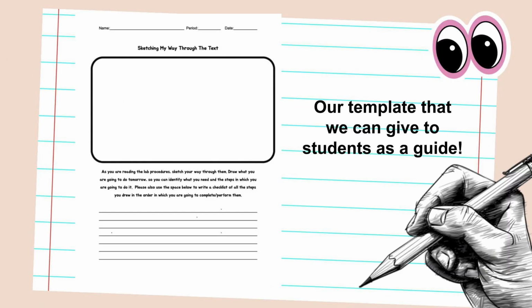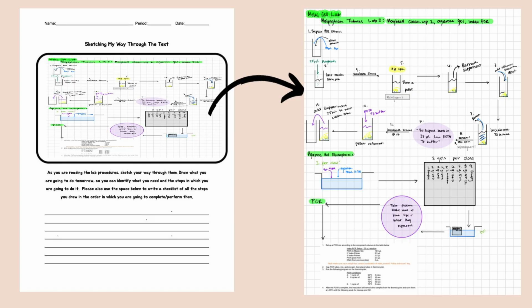Here's our template that we can give to students as a guide. It's a little handout that has this area for them to draw out their ideas and diagrams, and a little writing area so they can explain it if they choose to. Alright, so here's an example of using our template to sketch your way through a lab procedure. The students are asked to put a picture to the procedure instead of a traditional method of just copying down what they're going to do with words, allowing them to visualize more procedures.